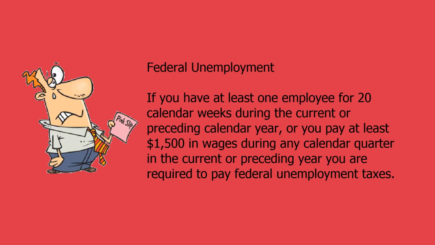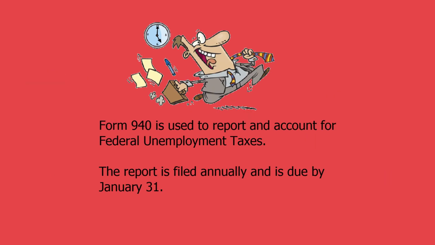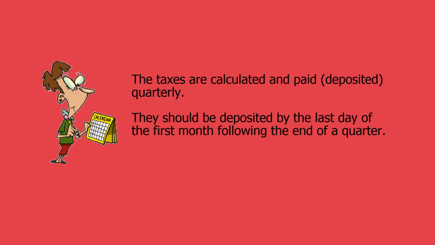Federal unemployment. If you have at least one employee for 20 calendar weeks during the current or preceding calendar year, or you pay at least $1,500 in wages during any calendar quarter in the current or preceding year, you are required to pay federal unemployment taxes. Form 940 is used to report and account for federal unemployment taxes. The report is filed annually and is due by January 31st. The taxes are calculated and deposited quarterly. They should be deposited by the last day of the first month following the end of a quarter.